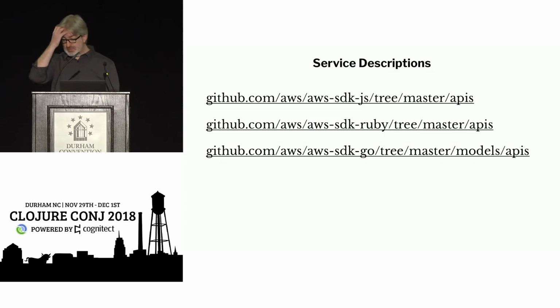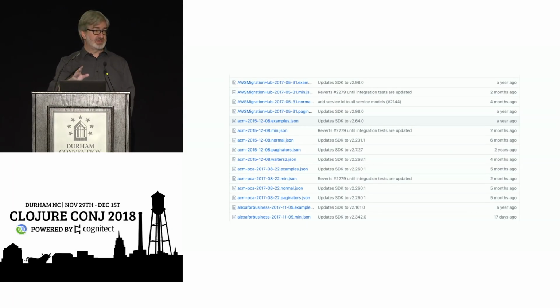So it turns out that the other SDKs are a little bit more data-oriented than our Java SDK. The JavaScript SDK has data that looks like data, and same thing with Ruby, and a little kind of with Go, but all three of these have these service descriptions. If you go look at these directories on GitHub, you'll see something that looks like this. This is a listing of some files. These are all JSON files, and they all have a bunch of information in them. So let's go look at one of them for a service.